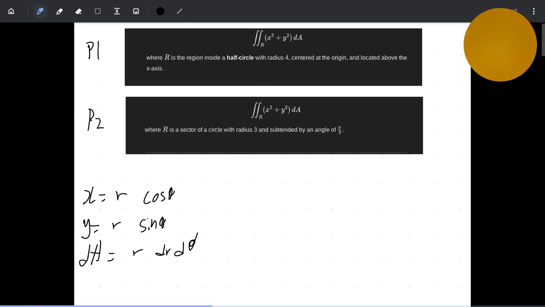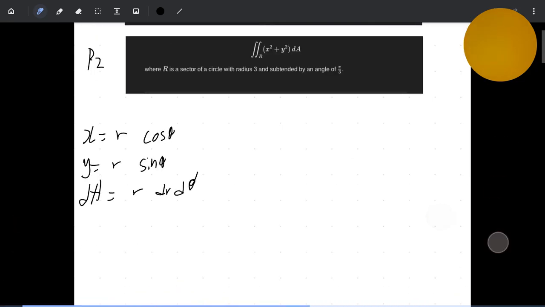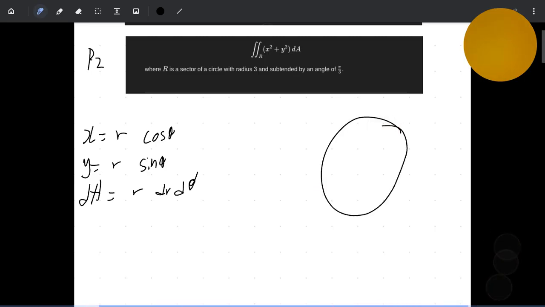x is equivalent to r cosine theta. y is equivalent to r sine theta. And dA is equivalent to r dr d theta. Before I start, there's something called polar coordinates that we're going to heavily emphasize in today's video. Polar coordinates are basically coordinates of a circle, but in terms of pi.